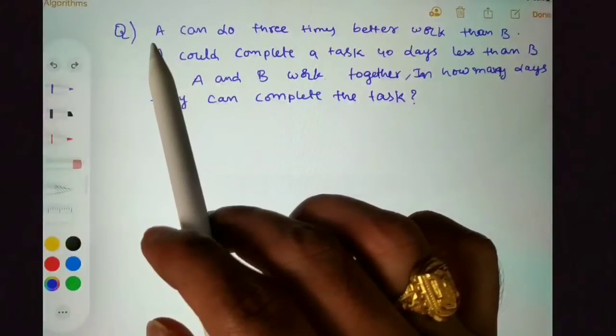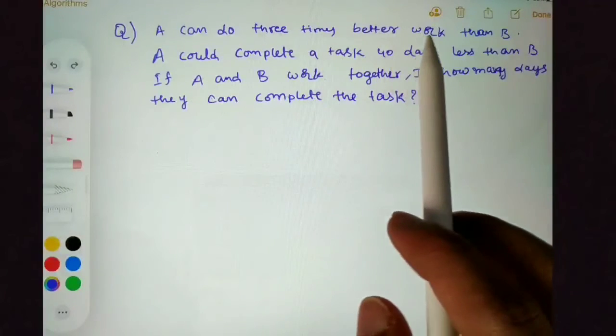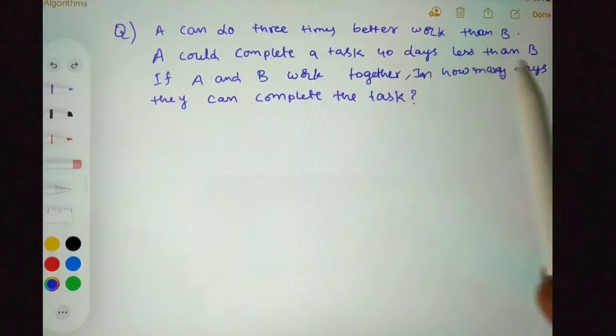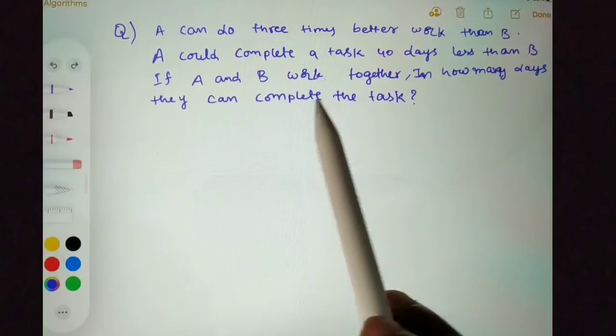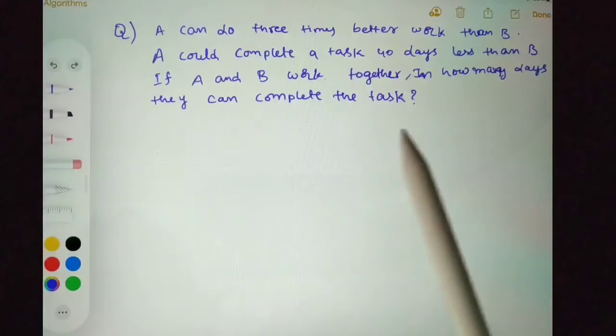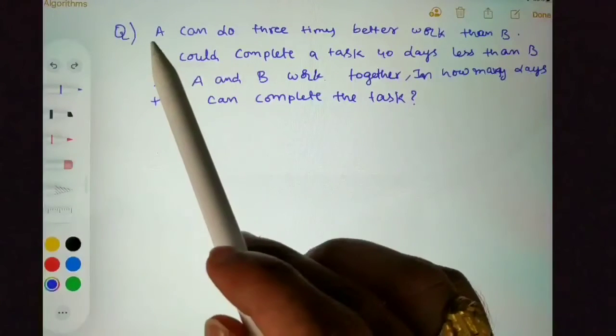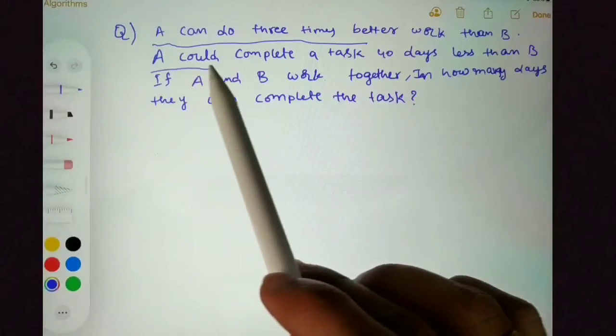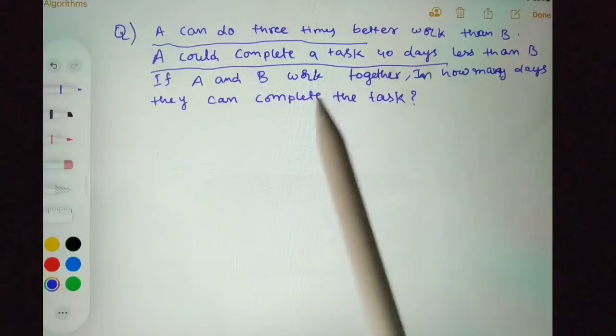Here is another problem. A can do 3 times better work than B. A could complete a task 40 days less than B. If A and B work together, in how many days can they complete the task? In this problem, we have two pieces of information. A is 3 times better than B and A could complete the task 40 days less than B.